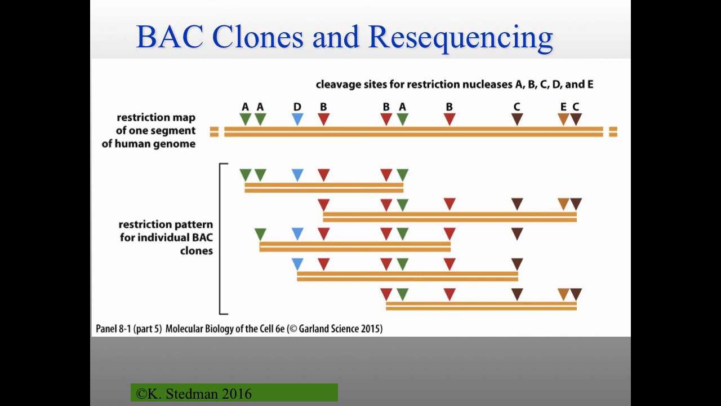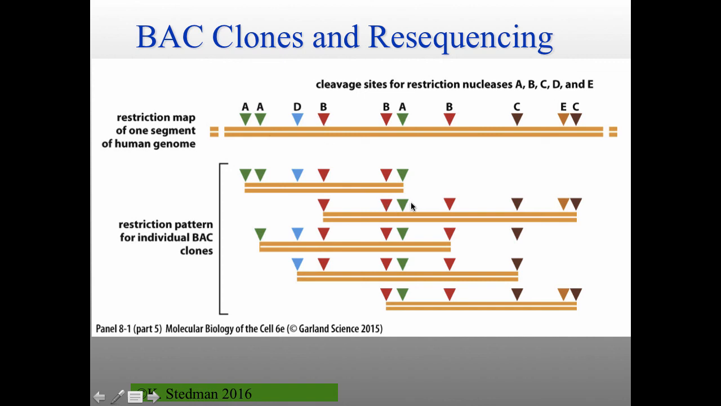So these bacterial artificial chromosomes were made by cutting the human genome with different restriction endonucleases. Most of these restriction endonucleases cut at relatively rare sequences that are present in the human genome. And then all of these BAC clones were tested against the human genome to say, okay, this BAC clone corresponds to this part of the human genome. This BAC clone here corresponds to this part of the human genome, et cetera.